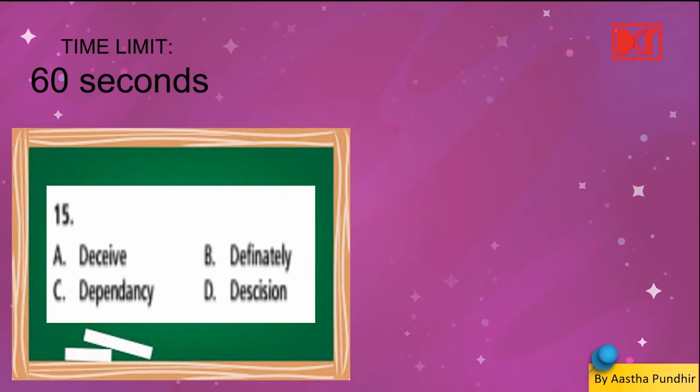Okay, here the correctly spelled word is the one at D. The other options here, we have definitely. Now definitely is actually spelled as D-E-F-I-N-I-T-E-L-Y, instead of A-N-I-T-E-L-Y. Then we have dependency. Now in dependency we have D-E-P-E-N-D-E-N-C-Y, not A-N-C-Y. Then we have decision, it should be D-E-C-I-S-I-O-N, not S-C-I. Alright.